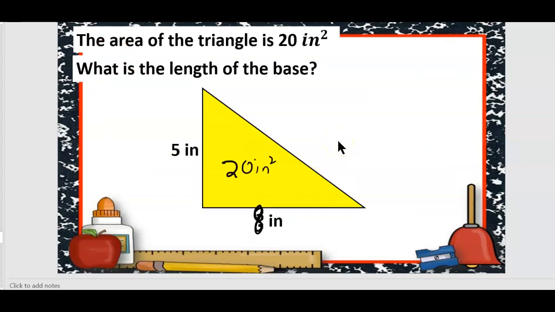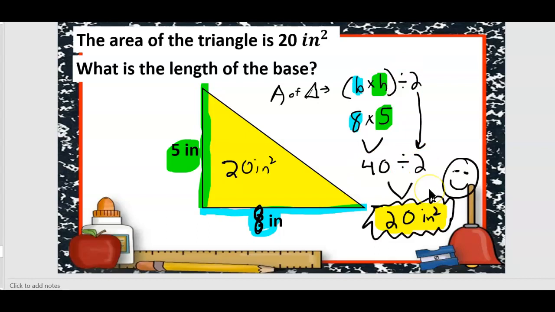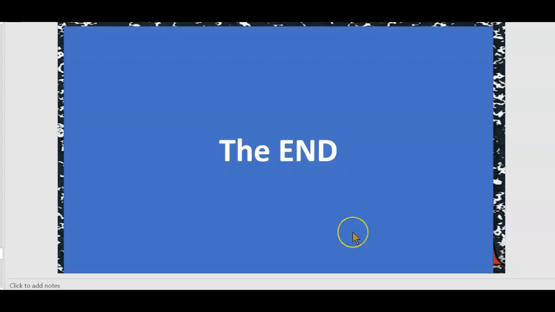So let's try from the very beginning. Let's say 5, 8. Will that give us 20 here if we do the formula? Let's find out. Area of a triangle is base times height divided by 2. So if we say it's 5 times 8, right? And that's 40. Now we have to take that 40, don't forget, divide by 2, split it in half, and what do you know? It works. So it works. Short video. Done.